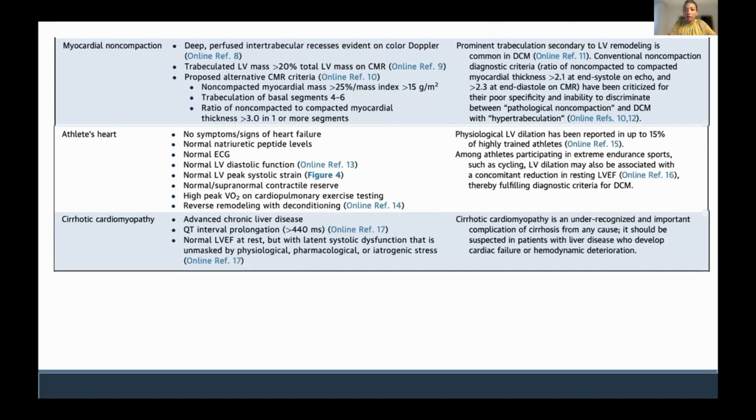Cirrhotic cardiomyopathy can also have certain features like LV dilatation and diastolic dysfunction, but you'll have a history of chronic liver disease. There are other features of cirrhotic cardiomyopathy that can be helpful, like bradycardia and prolonged QT interval.